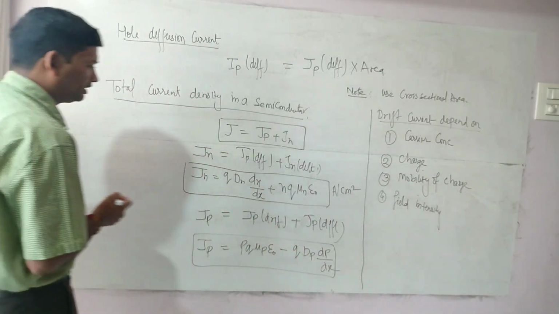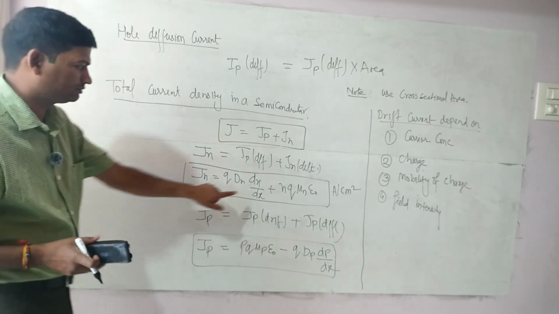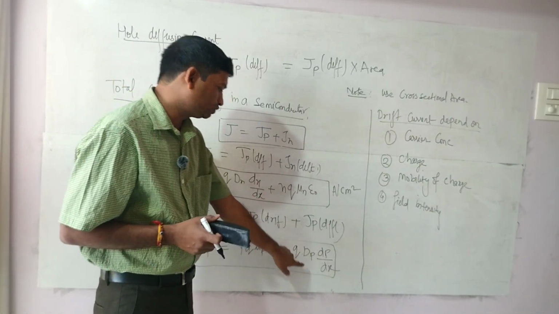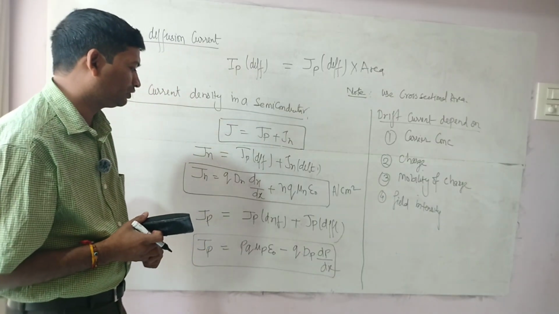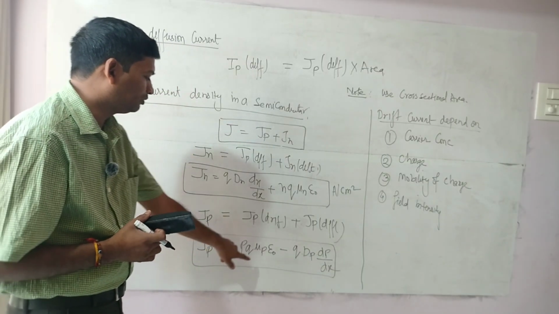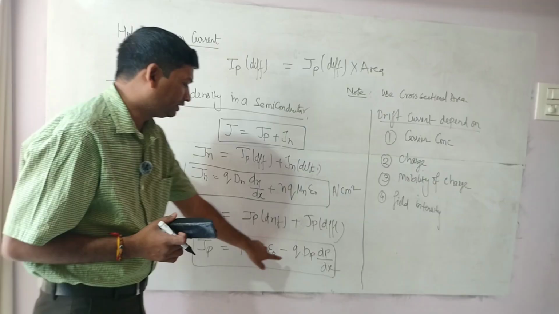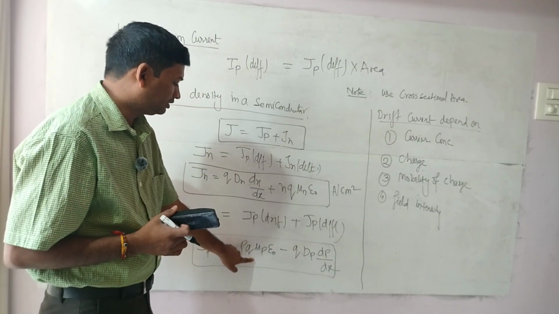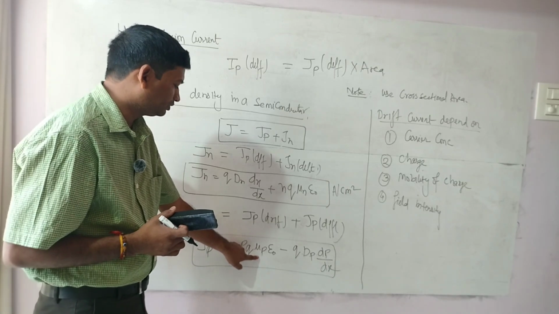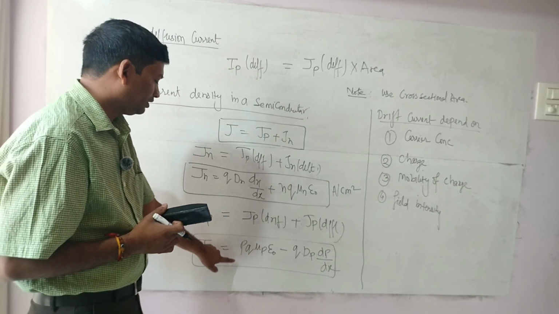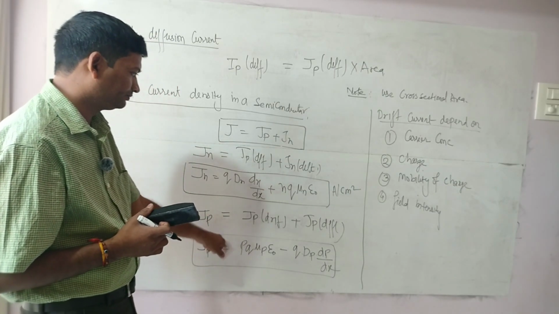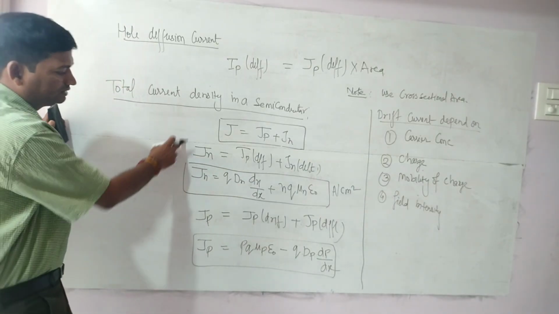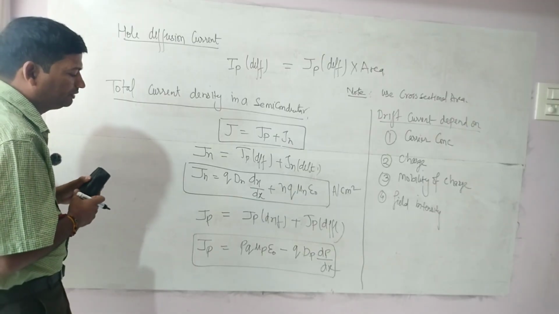So these are the terms. dn/dx is the concentration gradient for the electron. Similarly dp/dx is the concentration gradient for the hole. Dn is the diffusion constant for electrons, and mu n is the carrier mobility for electrons. Dp is the diffusion constant for holes, and mu p is the carrier mobility for holes. p is the number of holes, so we can use this formula. We can calculate the total: J is equal to Jp plus Jn.